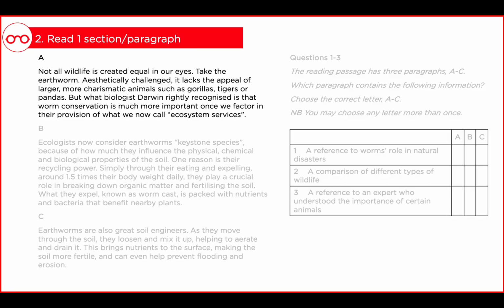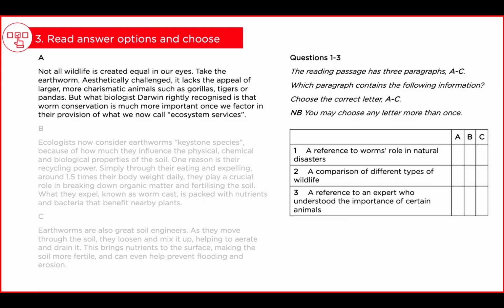Step 2, let's read the first section. We'll do it together. Not all wildlife is created equal in our eyes. Take the earthworm. Aesthetically challenged, it lacks the appeal of larger, more charismatic animals such as gorillas, tigers, or pandas. But what biologist Darwin rightly recognised is that worm conservation is much more important once we factor in their provision of what we now call ecosystem services. So again, try not to go back to the start and start rereading. We've read it, we've got it. Something about worms, something about importance, something about other animals.